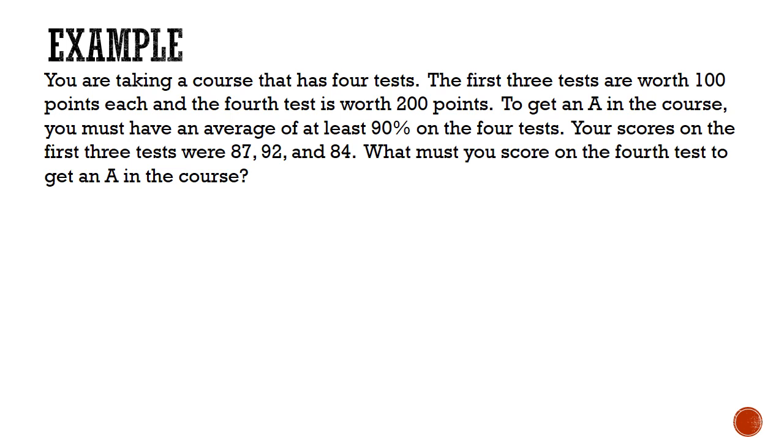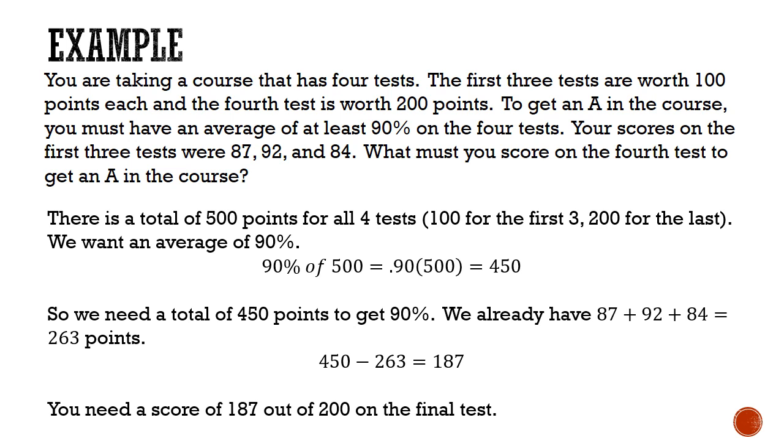Here's another example. Give this a try, think it through, pause the recording to attempt it, resume the recording to see how you did. You have 4 tests. The first 3 are worth 100 and the fourth is 200. That makes a total of 500 points available for all 4 tests. We want an average of 90%. 90% of 500 is 450. So you know that you need to get a total of 450 points.